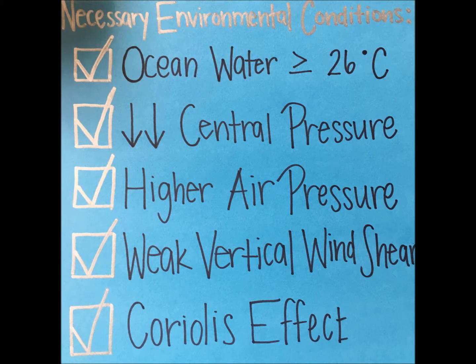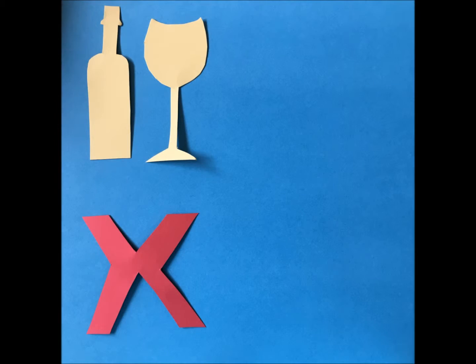So basically, the quick and dirty is that you have to have ocean waters above 26 degrees Celsius, dropping pressure in the disturbance, weak vertical wind shear, and the presence of the Coriolis effect. Now that we've established what it takes for these hurricanes to form, it's time to talk about the classification and destruction of these storms. But first, I've got to share a little disclaimer.